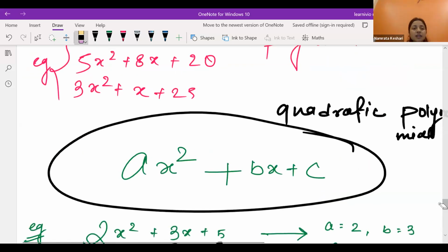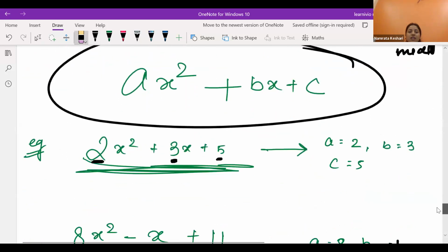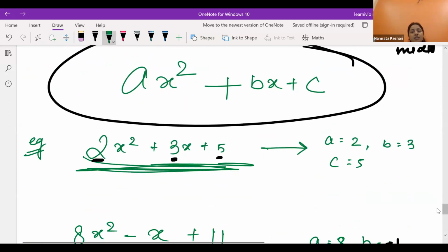Similarly, ax square plus bx plus c is the standard form or general form of a quadratic polynomial. An actual example will look like this: the first one, 2x square plus 3x plus 5. Here Afan said A is 2, B is 3, and C is 5. The coefficient of x square, whatever is multiplied with x square, is A. Whatever is multiplied with x, along with the positive or negative sign, is B. And whatever is without any x square or x is C. All are positive, that's why I have not written plus 2 plus 3 plus 5.